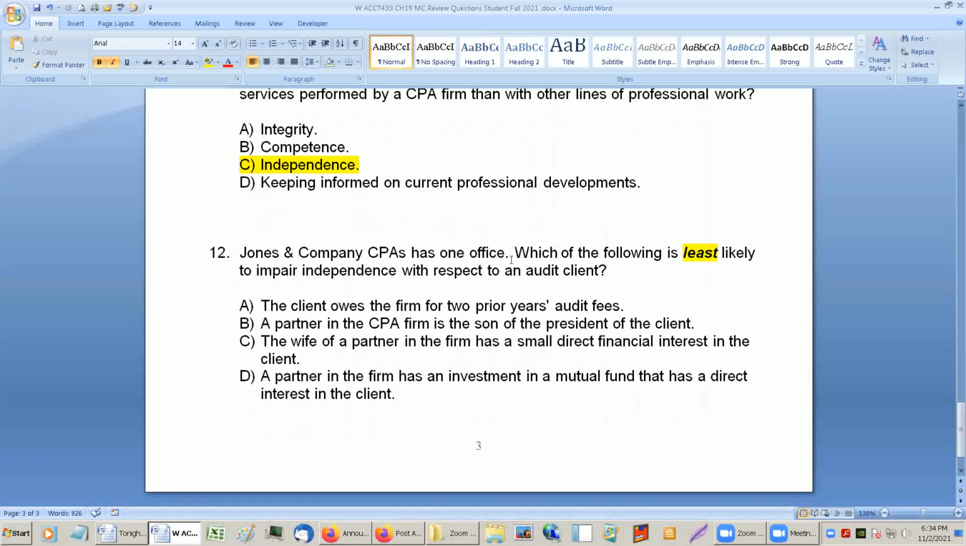Oh, come on, somebody. Which one do you think it is?